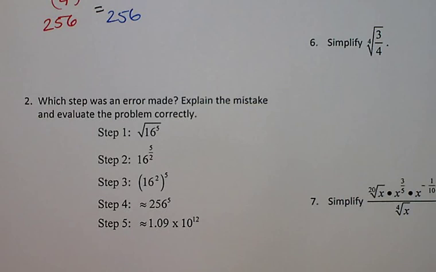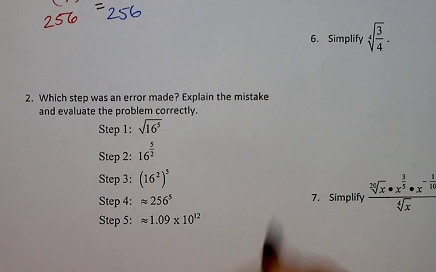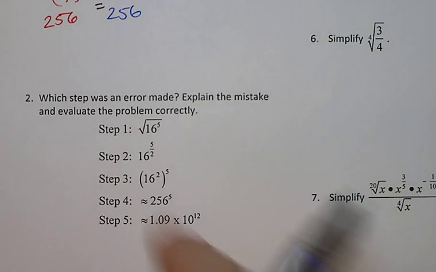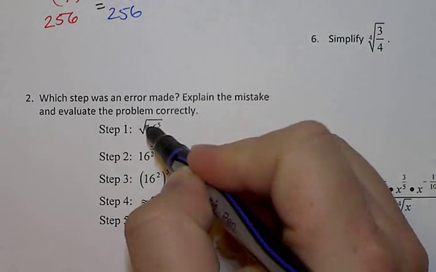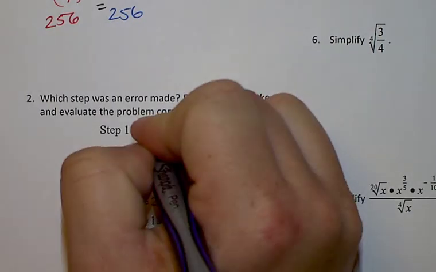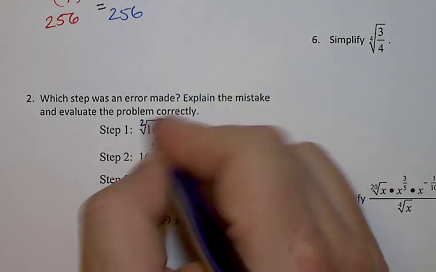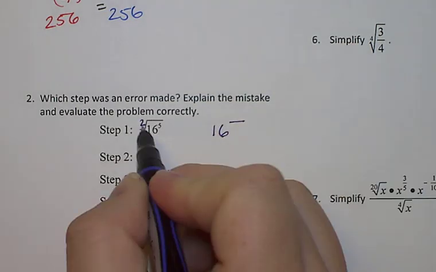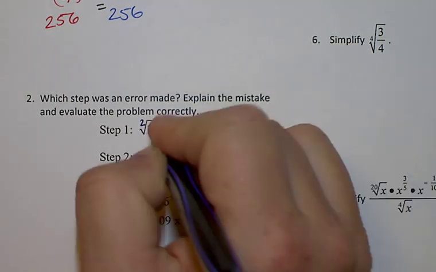Which step was there an error made? Explain what the mistake was and then evaluate it correctly. And I find it easier sometimes just to look at the problem and start to evaluate it and then glance over to the left-hand side as I go through this. Notice there's no nth root shown. When you don't see a little number here, that means there's a hidden 2. So if I take this and I rewrite it, the nth root always goes on the bottom. In this case, the top number is 5.